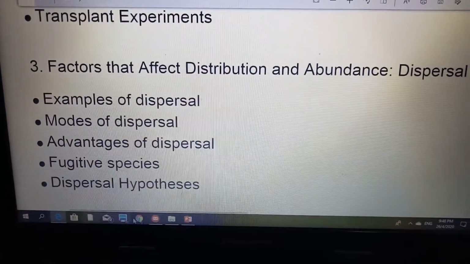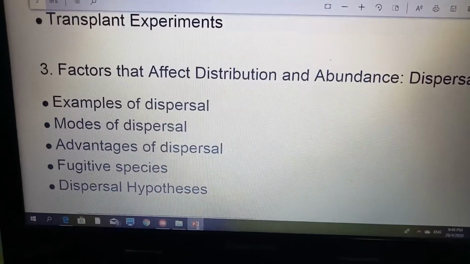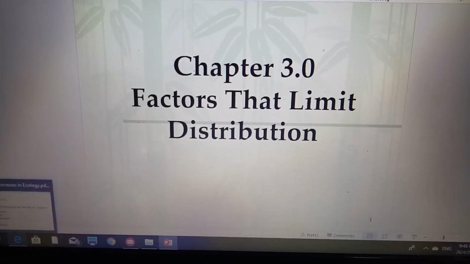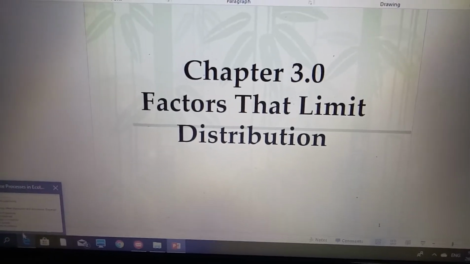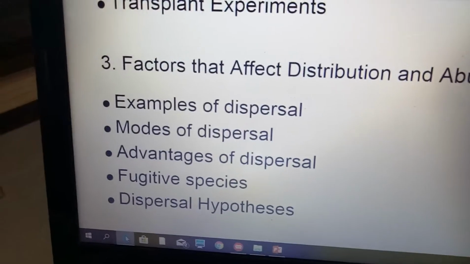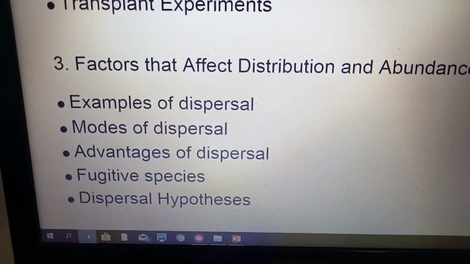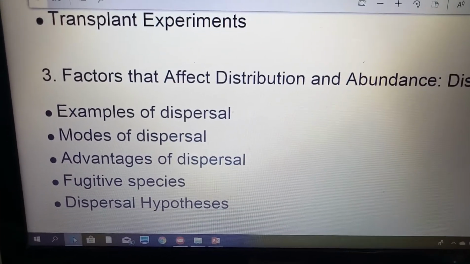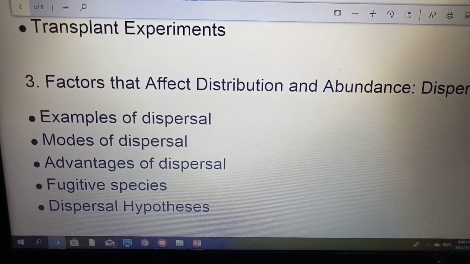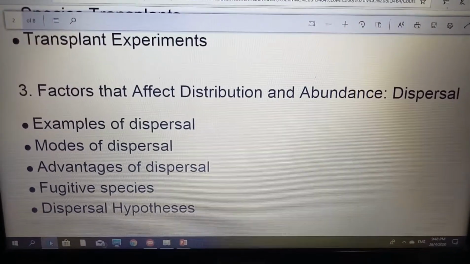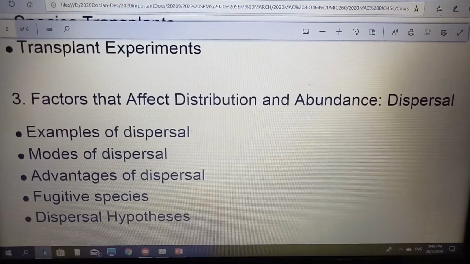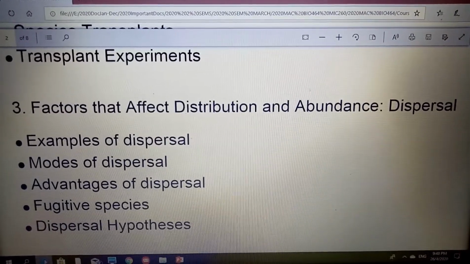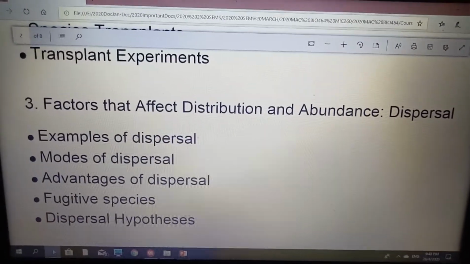So now we take a look at the notes for this chapter. Again, chapter number 3 is about factors that limit distribution. As usual, after finishing this chapter, you should be able to understand examples of dispersal, modes of dispersal, and advantages of dispersal. You should know what a fugitive species is, and understand the dispersal hypothesis. Overall, you should understand the factors that affect distribution and abundance, which is about dispersal.